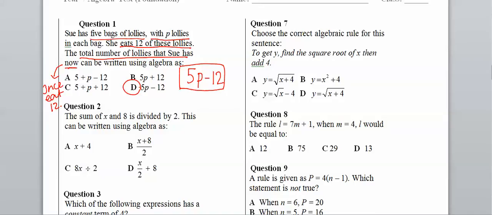Question 2. The sum of x and 8 is divided by 2. This can be written using algebra. Okay, so we've got the sum. Now before we talked about the sum, and that was addition. So we can write this first bit as x plus 8. And this whole thing, the sum of x and 8, all of this, is divided by 2. So that means we divide it by 2. That's our answer. So we've got B.